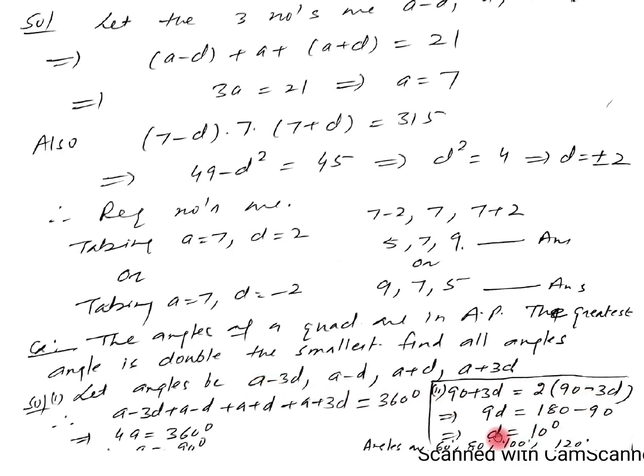Again simplifying this expression, I am getting the value of what? D here. Now putting the value of A and D here, we are getting the angles: one will be 60, then 80, then 100 and 120 degrees. This is one of the important questions of this exercise.